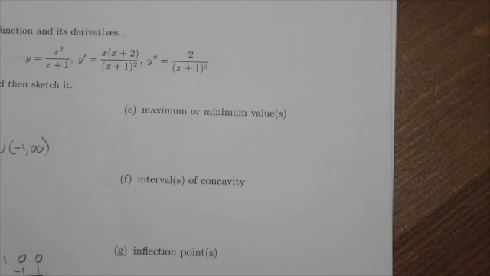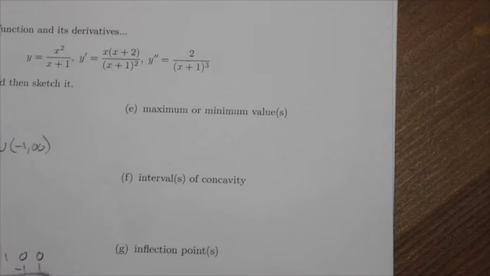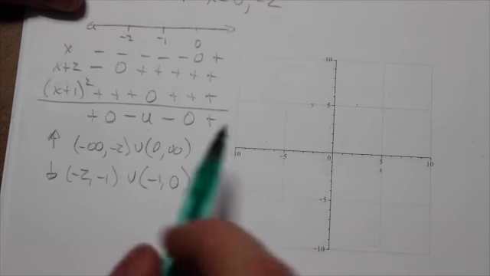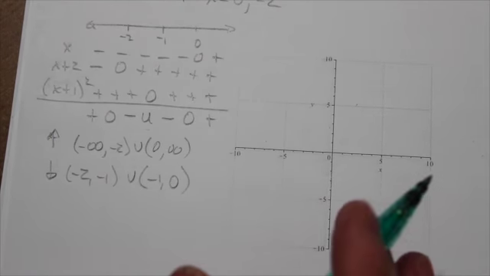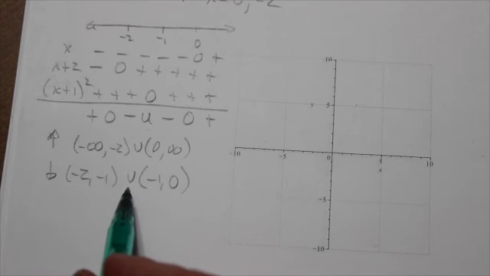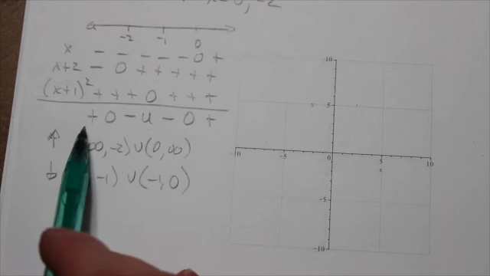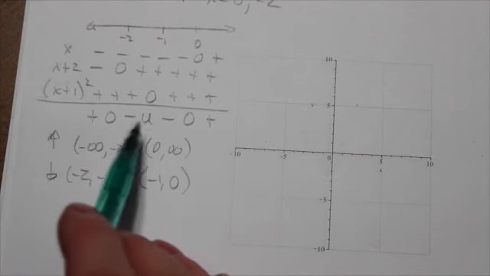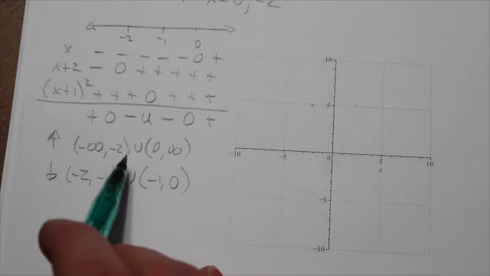Okay, E. Well, to get your maximum and minimum values, we really need to take a look back at the intervals of increasing and decreasing, bearing in mind that negative 1 represents a vertical asymptote here. So what we're seeing here is on either side of the 0 at negative 2, it's increasing and then decreasing, so going up and then down.